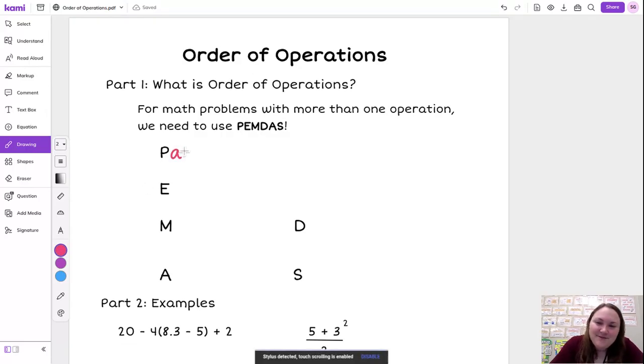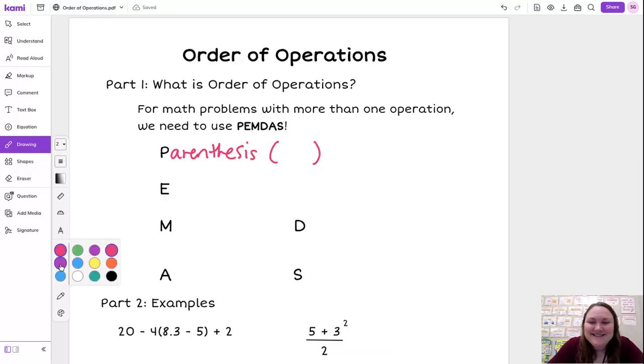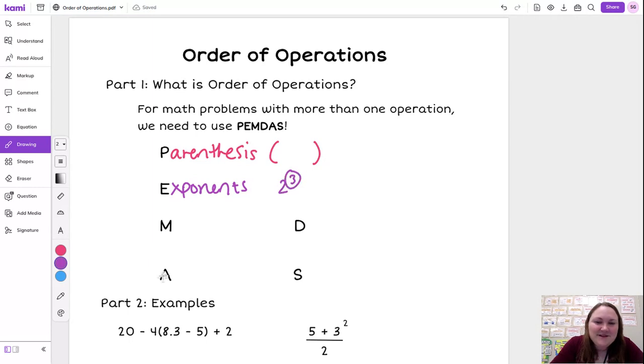So first, you always start with your parentheses. So if you have any math problem inside parentheses, you do that first. Next, you do any exponents in the problem. Exponents, for example, are numbers like these that tell us how many times to multiply the two.